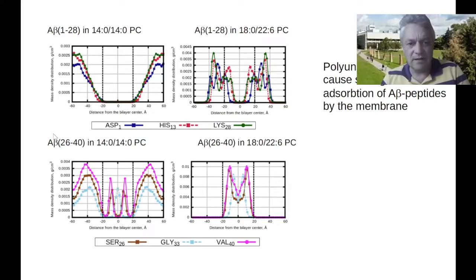And if we take the second part of this amyloid peptide, then in the case of saturated membrane, it is divided both in the surrounding solvent and partially goes inside the bilayer. But if we take unsaturated membrane, this peptide fully goes inside the bilayer. So here you see a clear difference in the behavior of this peptide in saturated and unsaturated bilayers.